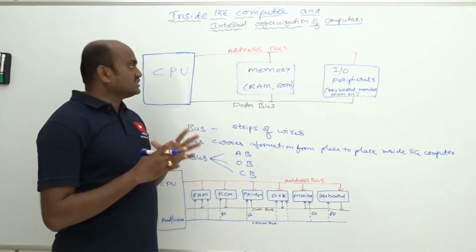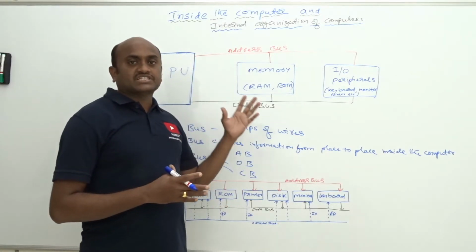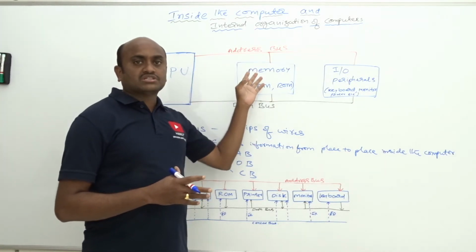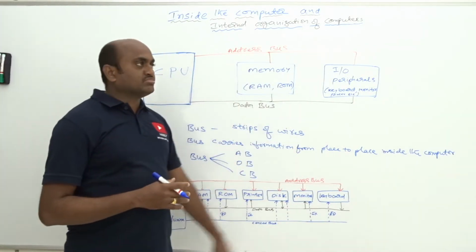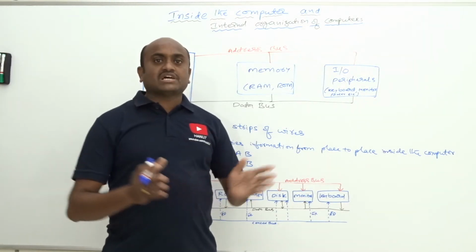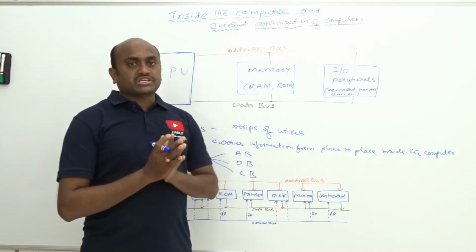So the devices need to be recognized by the CPU with the help of the address bus, using the address assigned by the CPU to each device. And one important point is that the addresses are unique. No two devices will have the same address.